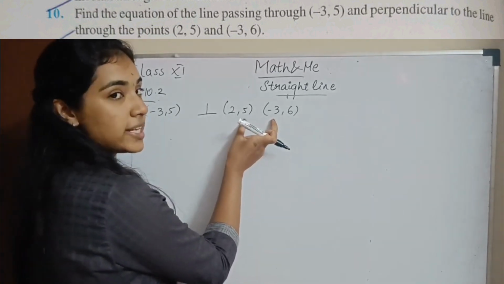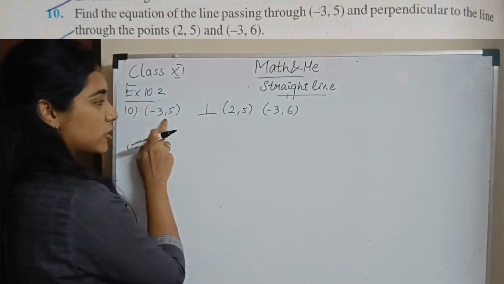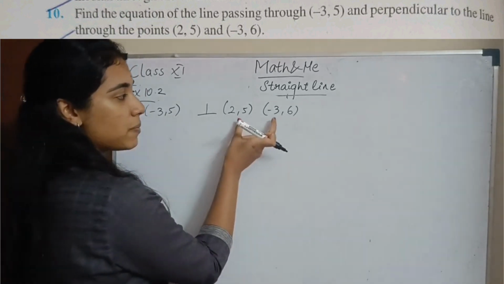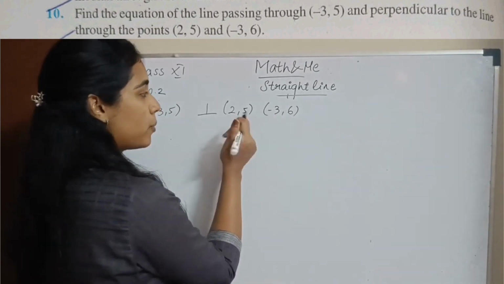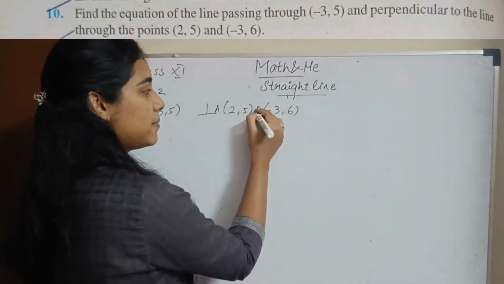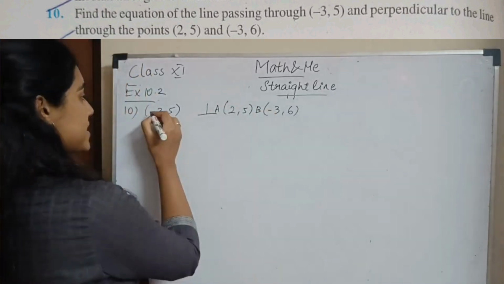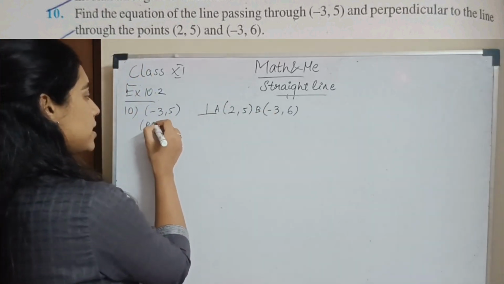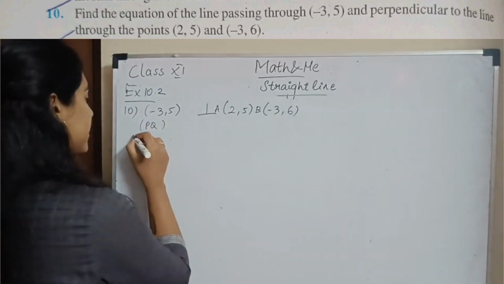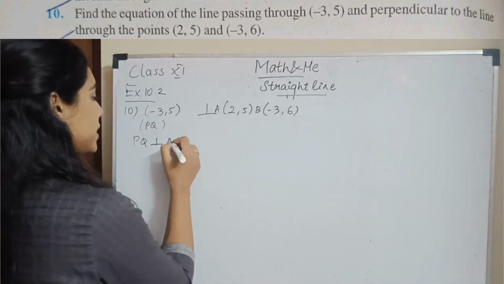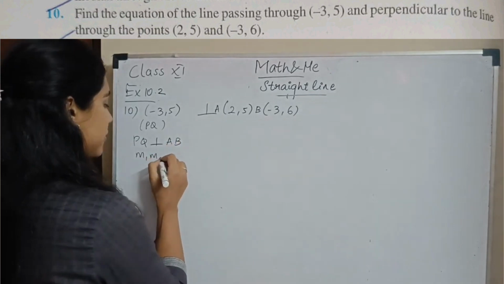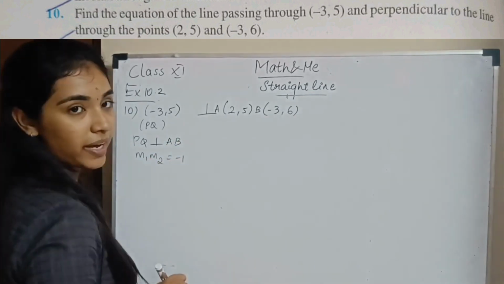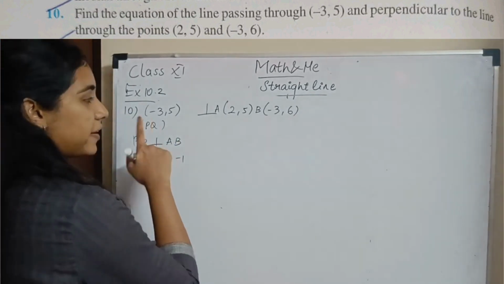So what do we have? We have 2 points. They say that the line passing through this point is perpendicular to the line passing through these 2 points. Meaning, for example, let this be AB and the line passing through this, let this be PQ. So it is given that PQ is perpendicular to AB. So what do you know about their slopes? Product of M1, M2 equals minus 1. So with this, we can find the missing slope.